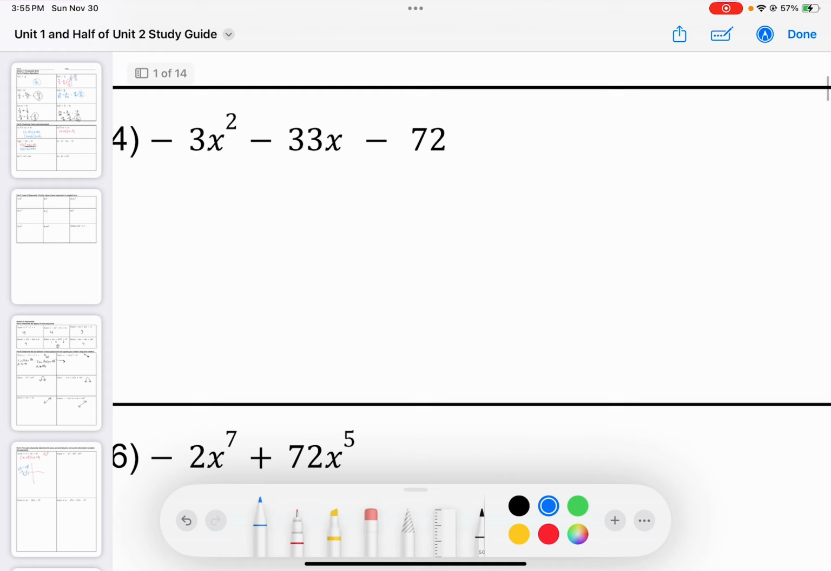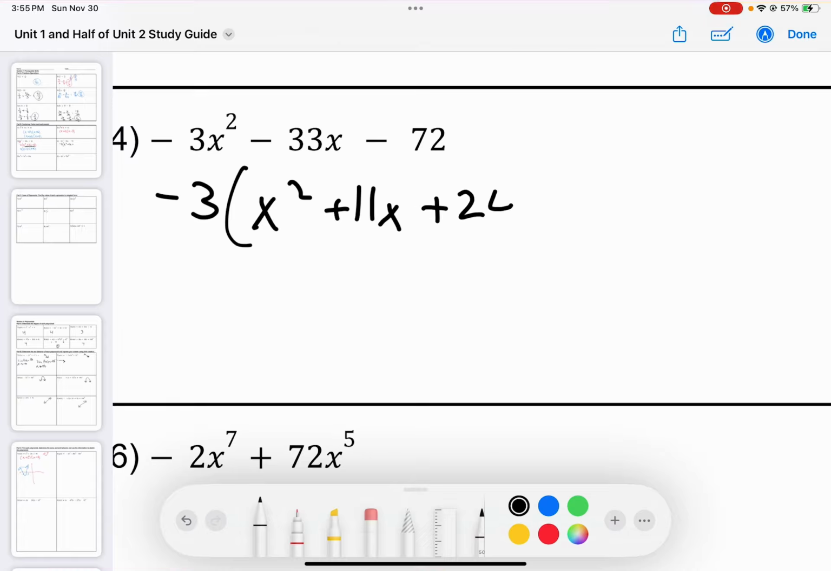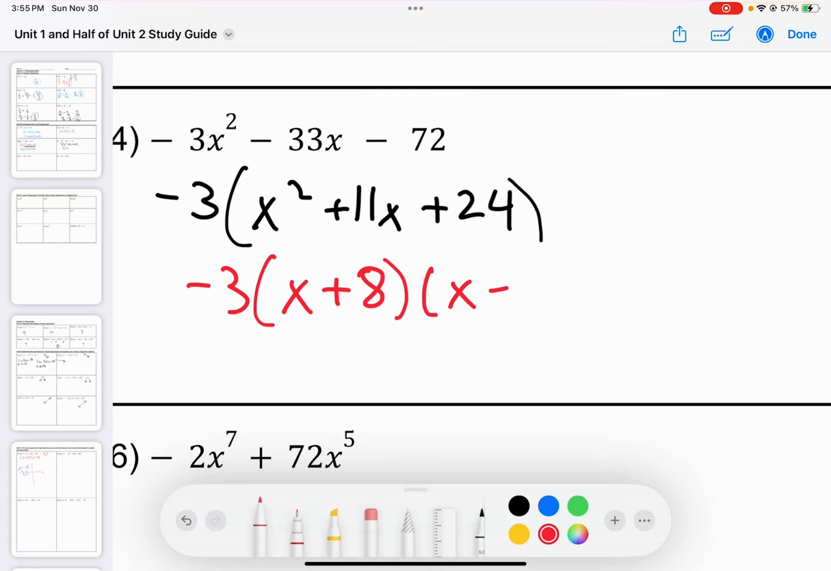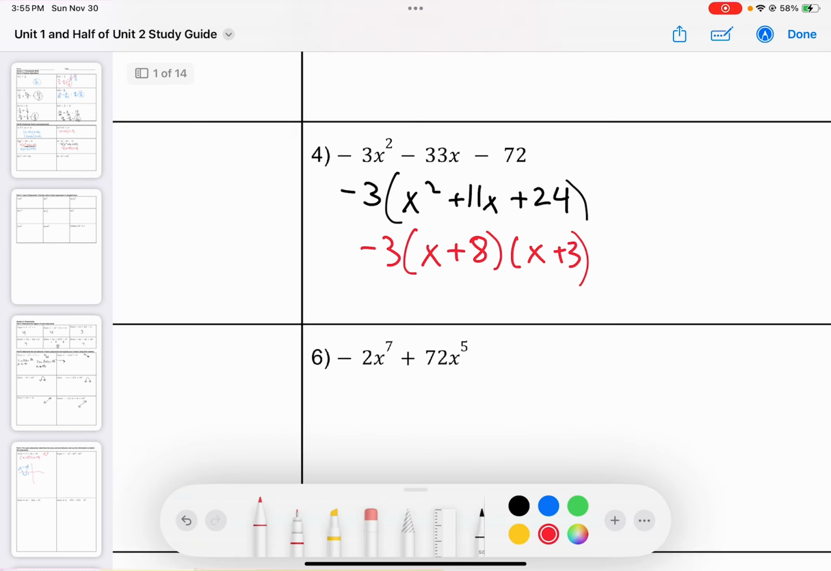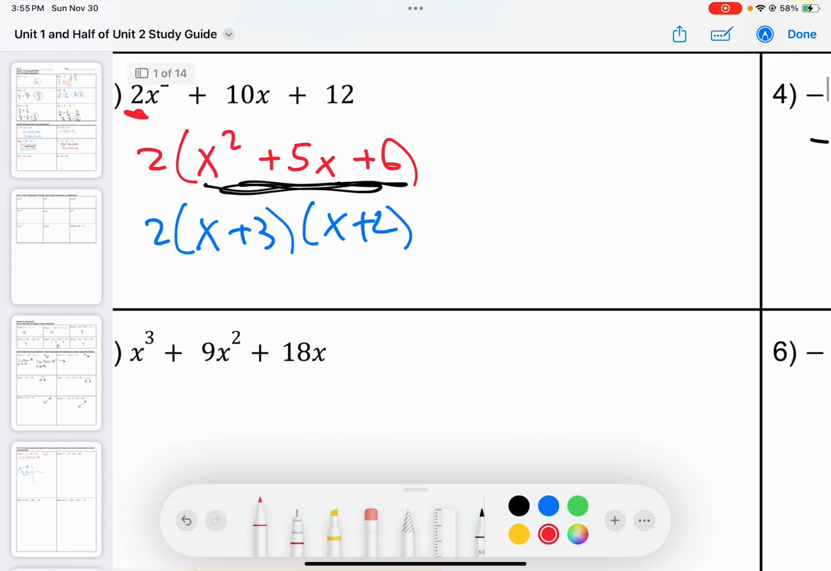Here we go. Let's factor this out. I again divide out this leading coefficient of negative 3. I get x squared. Negative 33x divided by negative 3 is positive 11x. Negative 72 divided by negative 3 is positive 24. So I'm asking myself, what two numbers add to make positive 11, multiply to make positive 24? That is positive 8 and positive 3. 8 times 3 is 24. 8 plus 3 is 11.